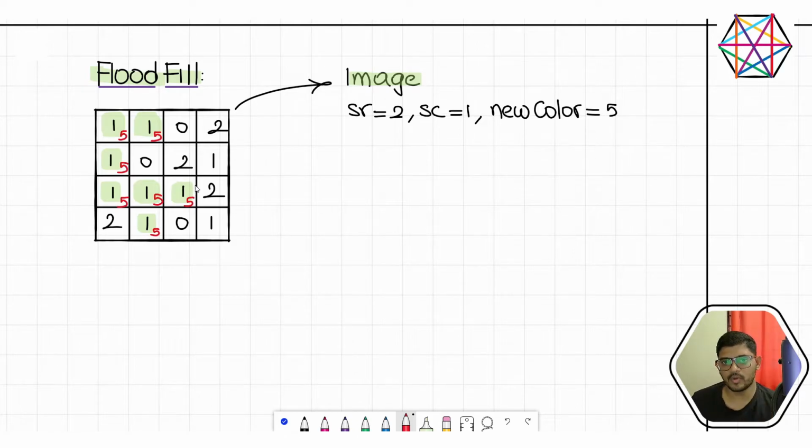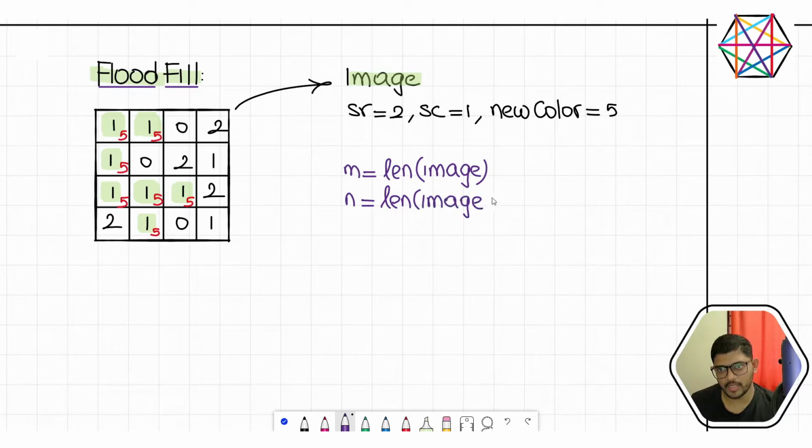So how to code this? Let's see. The first thing that we're going to do is get the row number, how many rows are there. That can be obtained by using the length function. It is length of image. That will give us the number of rows, and we denote the number of rows by the variable m, and let n denote the number of columns. And how do we obtain that? Length of image of 0.